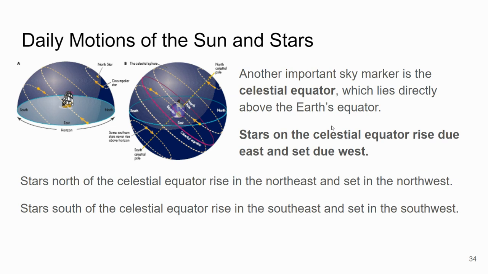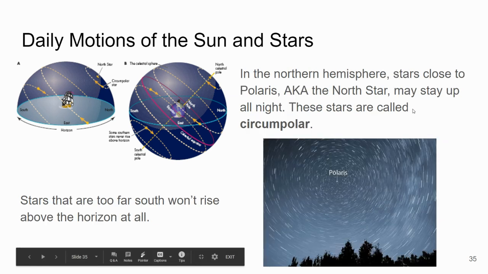If from the north, you've got a star that's north of the celestial equator, it's going to rise in the northeast and set in the northwest. And if it's south of the celestial equator, it will rise in the southeast and set in the southwest. None of these stars will necessarily go directly overhead. That depends exactly where you are and what star we're talking about. But yeah, that's the celestial equator.